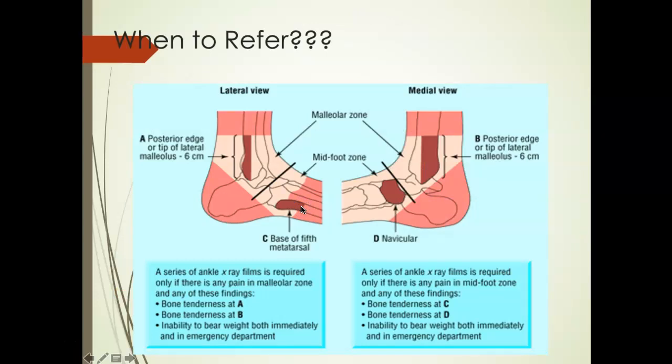So let's talk about when to refer. These are the Ottawa rules. These were rules that were pre-established in Ottawa, Canada.